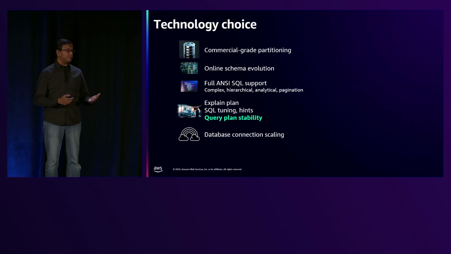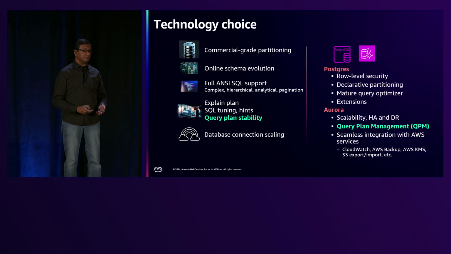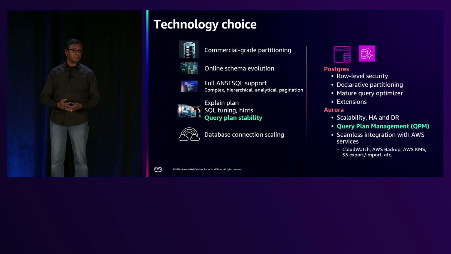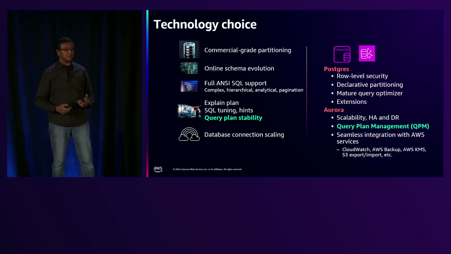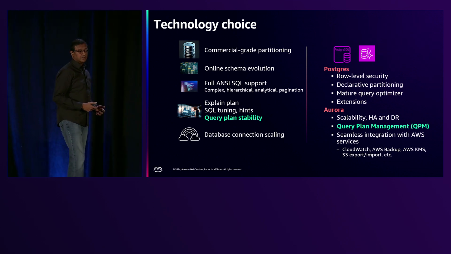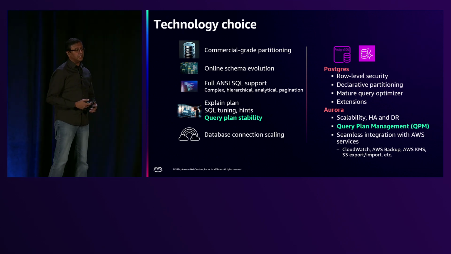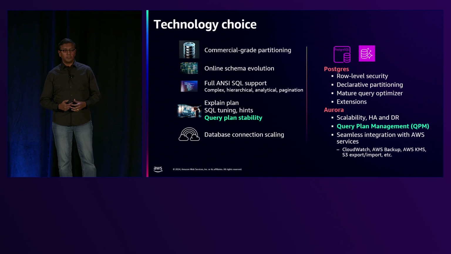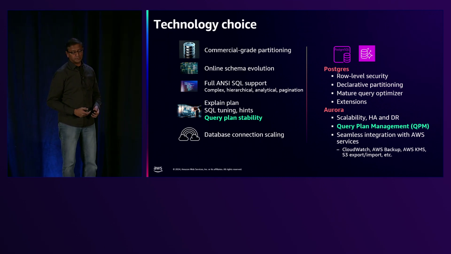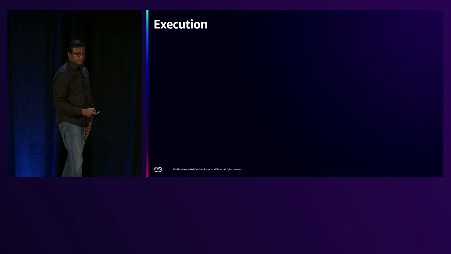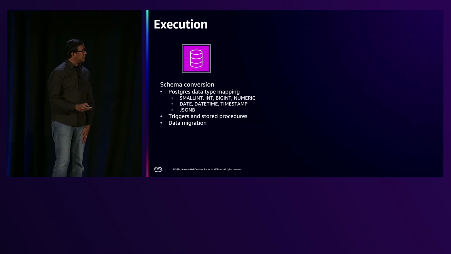So based on these features and a careful evaluation, we chose Aurora Postgres. Postgres for row-level security and some of the other features it has that we are looking for, and Aurora for scalability, HA, and DR, and more importantly, the Aurora query plan management, which gives us the much-needed query plan stability we were looking for. Now let's take a look at our execution.